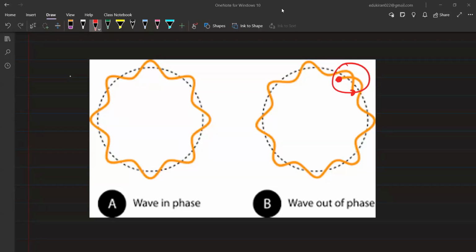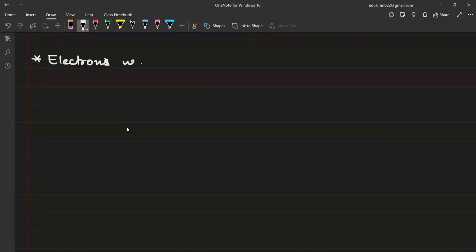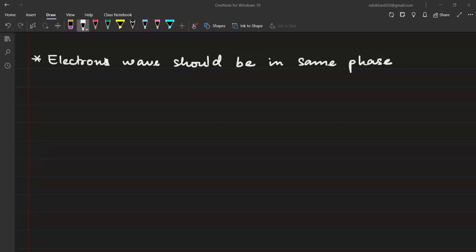Right. So that is why de Broglie also said one more thing, that when we are drawing the wave of an electron, the wave of the electron should be in phase. It cannot be out of phase. Right. The next point, you don't have to draw this. The next point: electron wave should be in same phase.